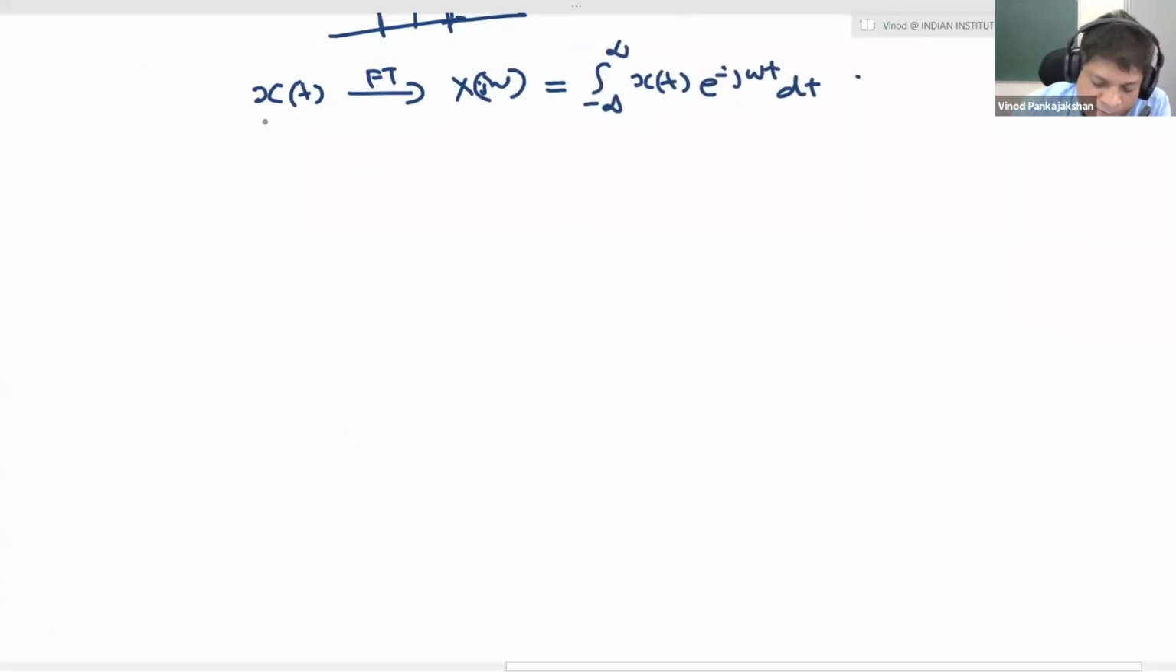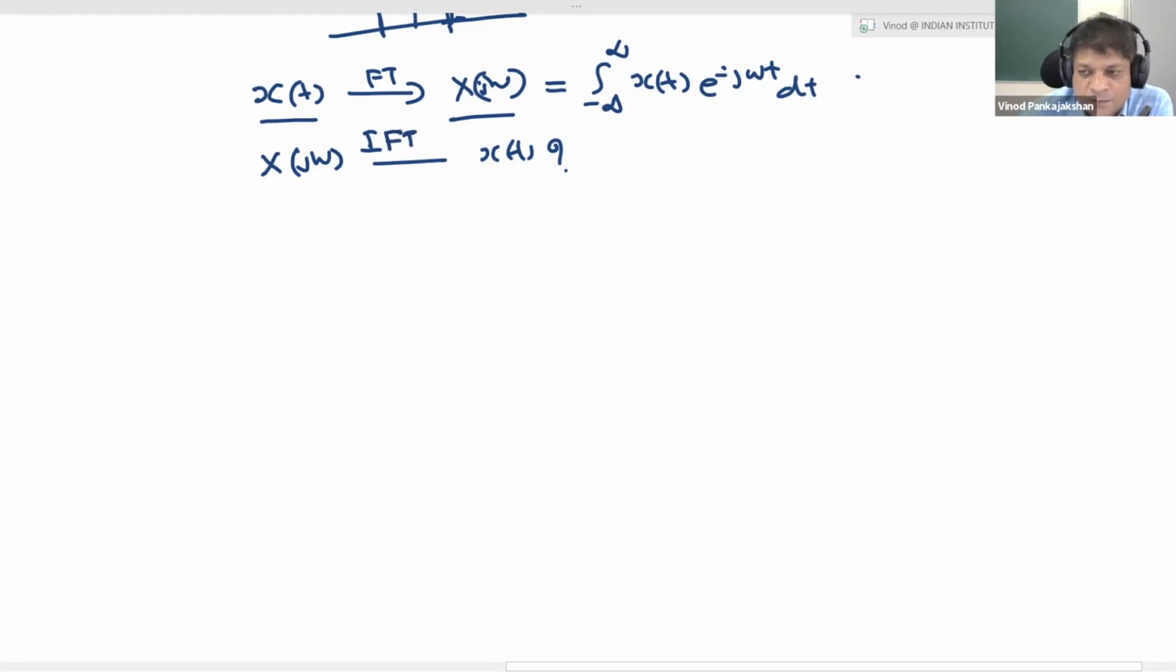Okay, so if we are given a signal x(t), we can find its Fourier transform using this integral. Now what is the inverse relation? If you are given a Fourier transform of a signal, how to find x(t)? That is called the inverse Fourier transform.